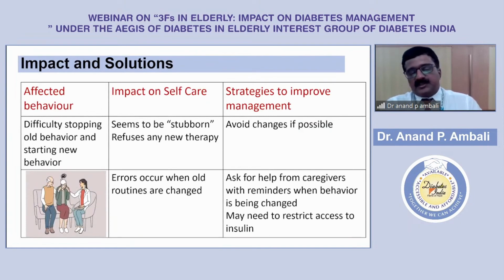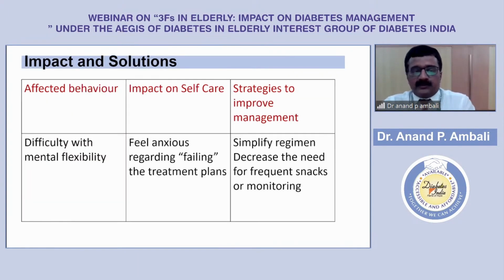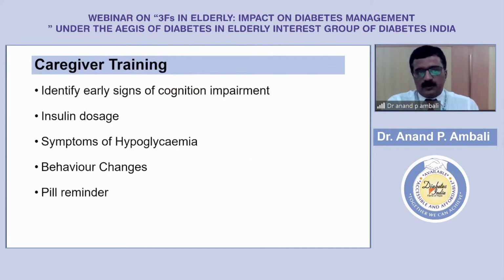If the patient is adamant that I don't want to change, and he is stubborn and refuses new therapy, as much as possible try to avoid and don't add new things for them. And with difficulty with mental flexibility, they feel anxious regarding failing the treatment plans. So simplify regimens as much as possible and avoid insulin if it is possible in these older people.